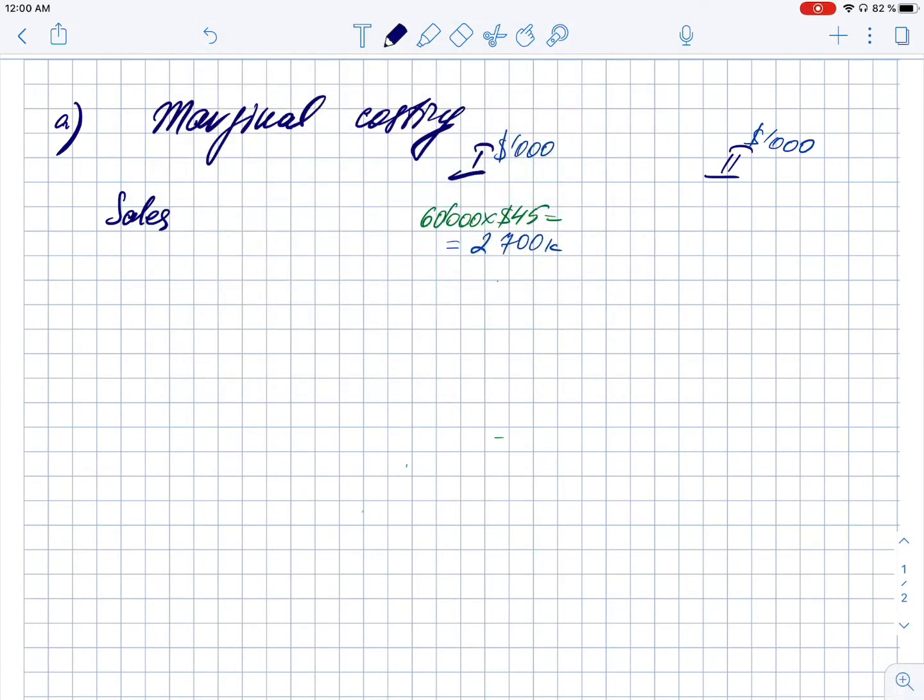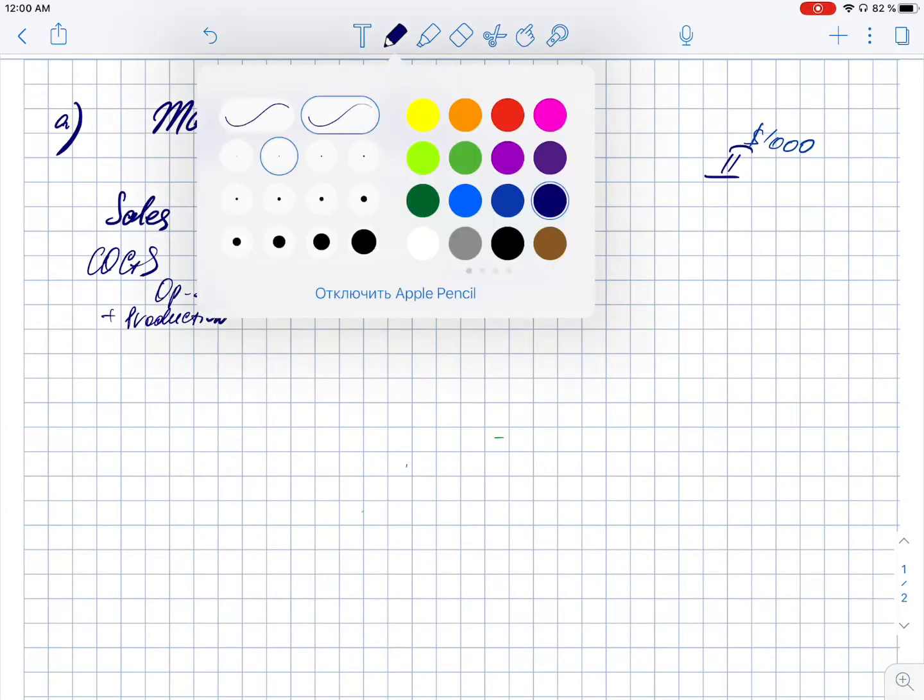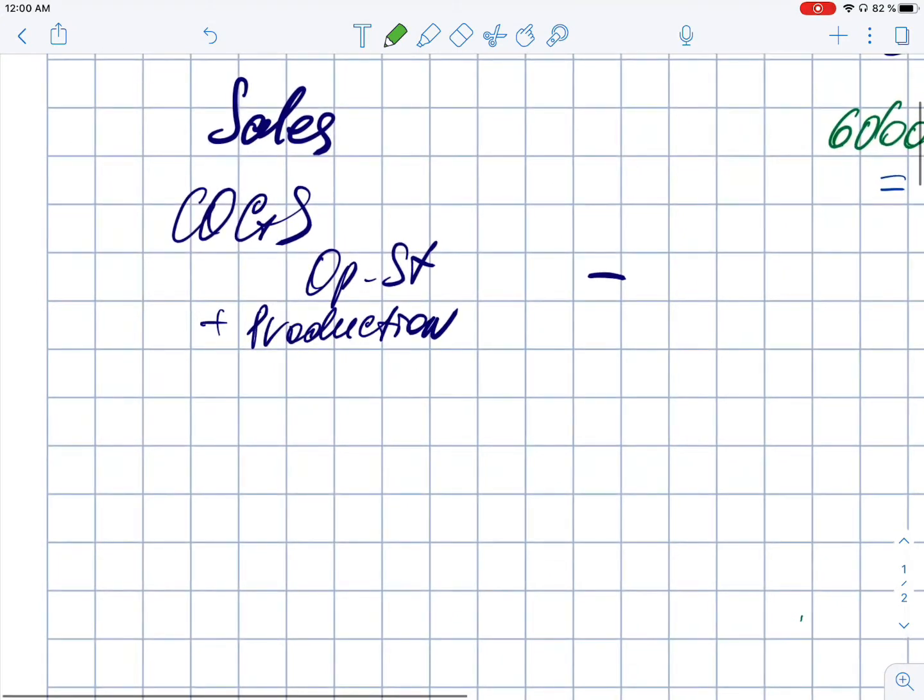cost of goods sold using marginal approach. So the first thing, cost of goods sold. The first thing we have to consider is opening stock, which is 0 here, plus production. And production in dollars could be calculated using the amount of goods produced, 70,000. I'm sorry, I'm mistaken there. 70,000 multiplied by total variable cost, which should be considered.